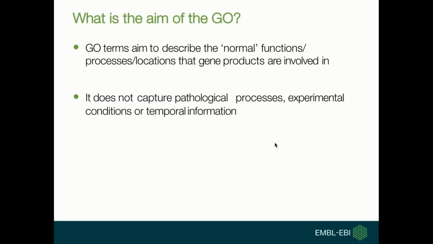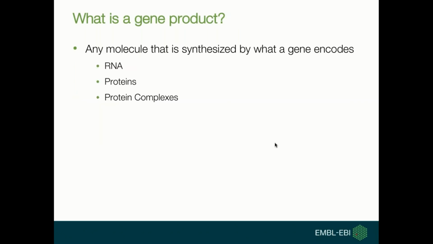And you've been hearing me use this term gene product a lot. What we refer to as a gene product is any molecule that is synthesized by what a gene encodes. In this case, we use gene ontology to describe RNA, proteins, and protein complexes. And the identifiers and databases that we pull these from: for RNAs, RNAcentral, for proteins, UniProt, and for protein complexes, Complex Portal.